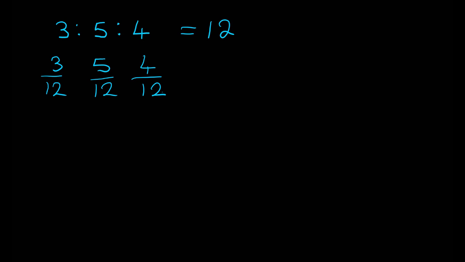So the only thing that would be left for you to do in a question here is to simplify any of these fractions. So we can simplify the first one by dividing the top and the bottom by 3. That will give us 1 over 4. You can't change the second one. 5 doesn't go into 12 nicely. 4 twelfths we can simplify by dividing the top and the bottom by 4, giving us 1 over 3. So that would be the fraction equivalent of the ratio that we started with.